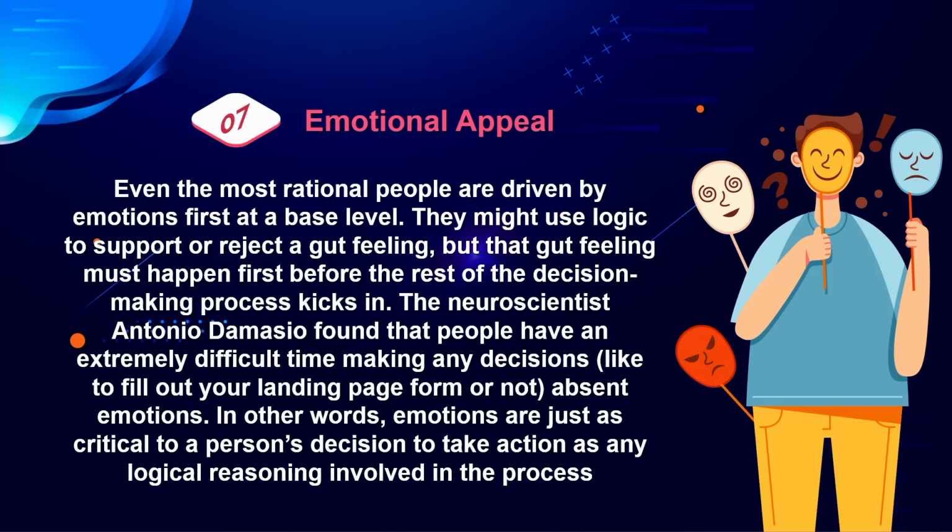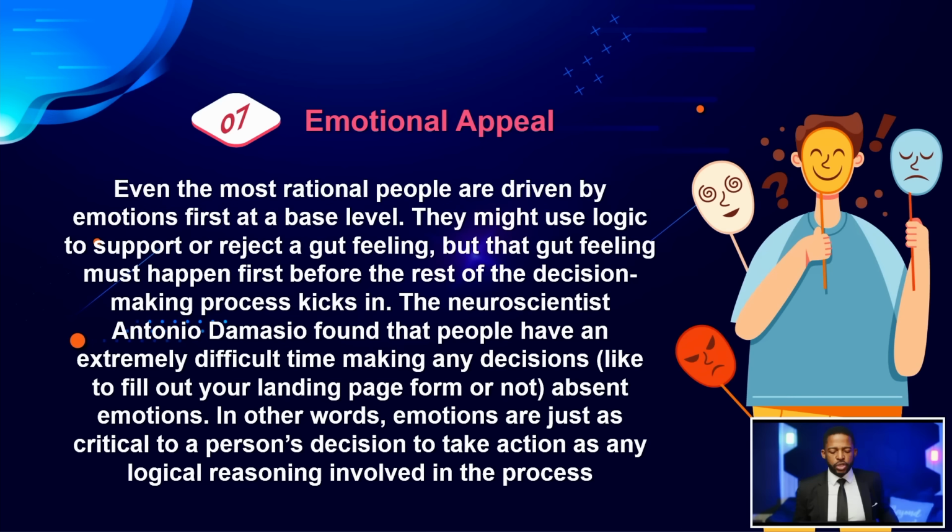And this one is key. Number 7, we'll have one more after this. Number 7, emotional appeal. Now, most people may not think about an emotional appeal when they think about their website. Even the most rational people are driven by emotions first at a base level. They might use logic to support or reject a gut feeling, but that gut feeling must happen first before the rest of the decision-making process kicks in.